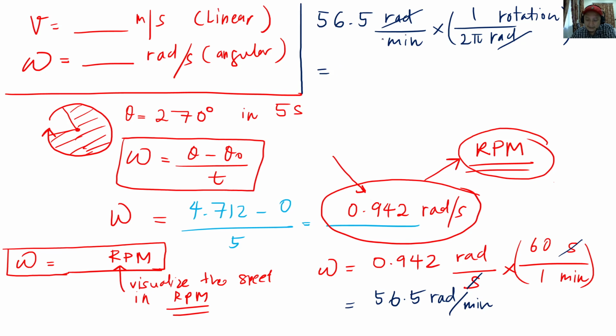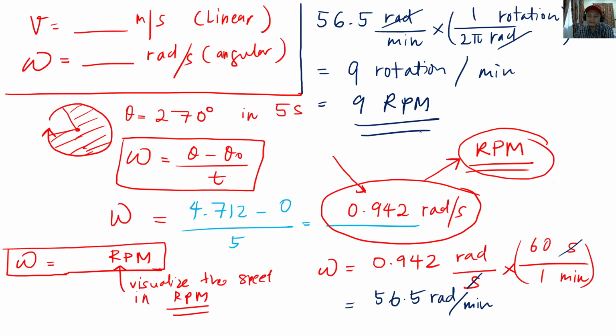So you're gonna get 56.5 divided by 2 divided by pi, which is 9 rotation. So rotation per minute, or equals 9 RPM. Is it confusing already? So this is how you convert radian per second to RPM.